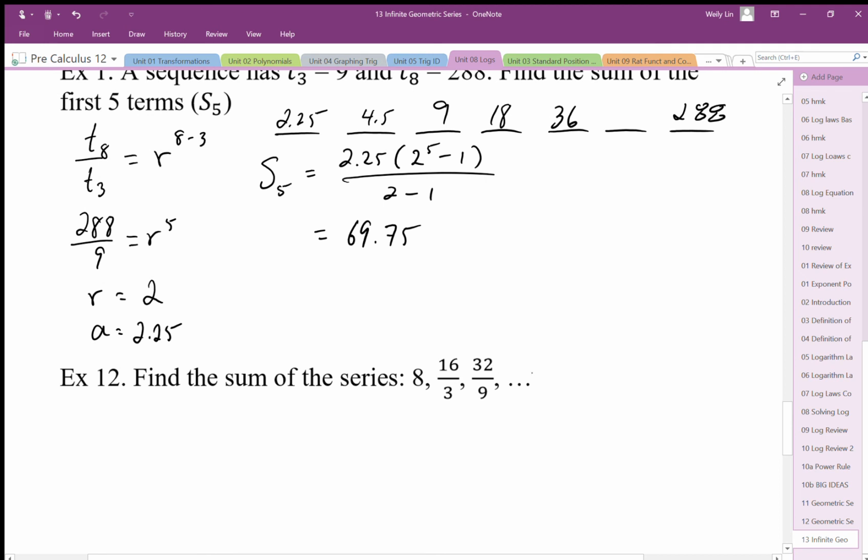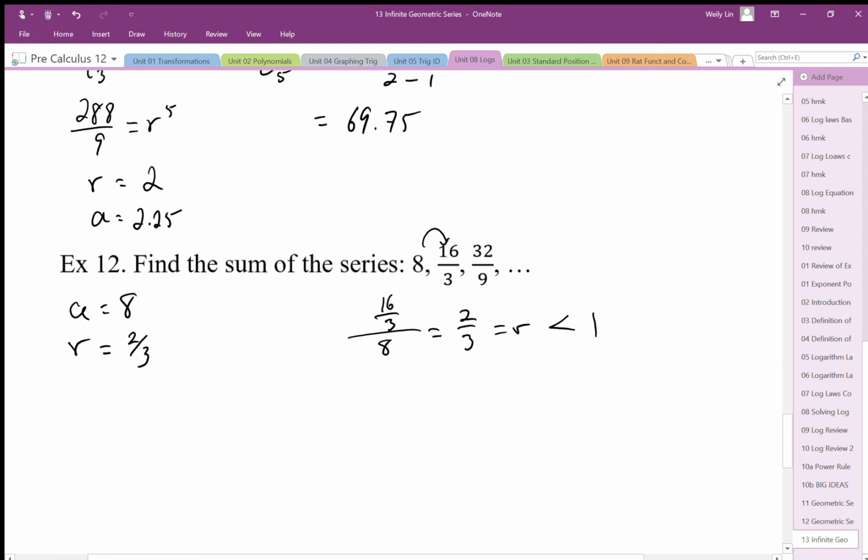Here, this is an infinite series. My A value is 8. My multiplier, I can see that my multiplier is going to be, well, 16 over 3 divided by 8, which is 2/3. So my R value is less than 1. That means that it's a decreasing series. My multiplier is less than 1. It can go infinitely, so I have a formula for that.